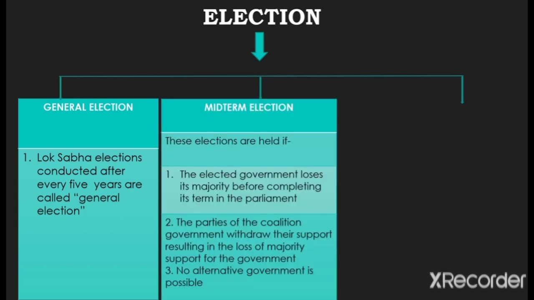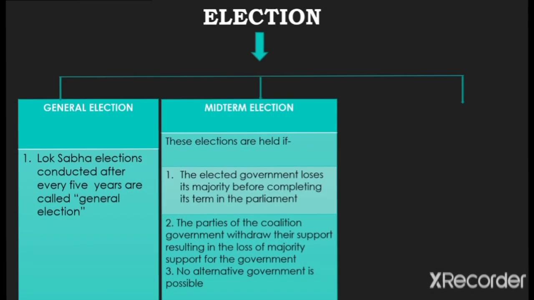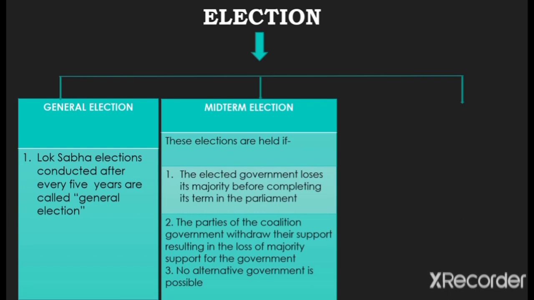Coming towards midterm election, these elections are held if the elected government loses its majority before completing its term in the parliament. So, if the government has been elected and the members have differences in their ideas, the government collapses and again the elections take place and a new government is formed.